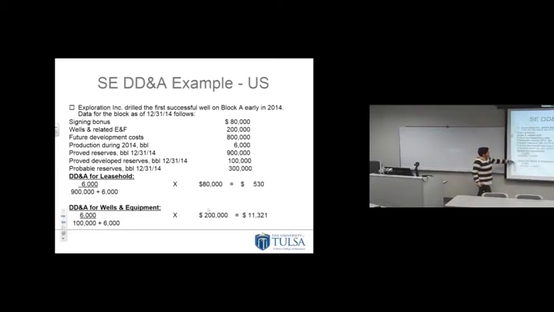I'm going to do the same kind of thing for equipment. My equipment here is 200,000. This is completed equipment only under U.S. GAAP.